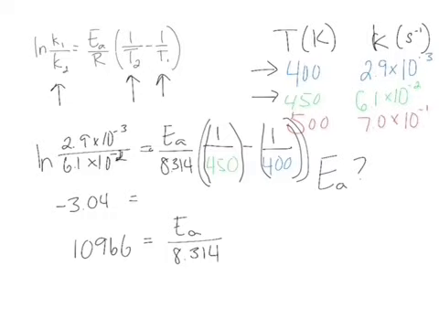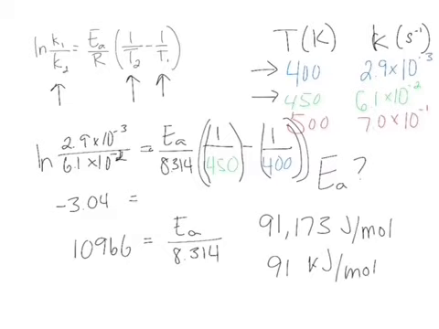Then you just isolate E sub A by multiplying by 8.314, and then you get 91,172 or 173 joules per mole. But since we typically work with kilojoules when it comes to these types of problems, we just convert that to 91 kilojoules per mole. And this is an easy way that we can use the Arrhenius equation, given the rate constant at two different temperatures, to determine the overall activation energy for that particular reaction.